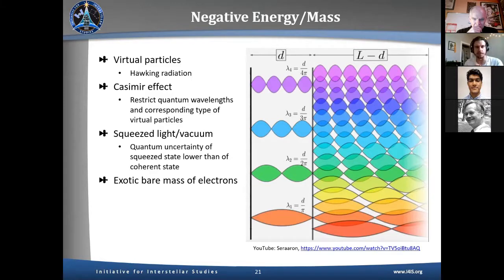There's also a concept called squeezed light, where the quantum uncertainty of the squeezed state is lower than that of a coherent state. So relative to the coherent state, you're in a negative energy state. It's a little questionable if that is really giving us negative energy or mass in the way we would need it. And then finally, there's the idea that an exotic bare mass of electrons could give us negative mass. This has also been discussed by Woodward a lot. And yeah, it's speculative, but it's an idea. So I just wanted to put it out there.